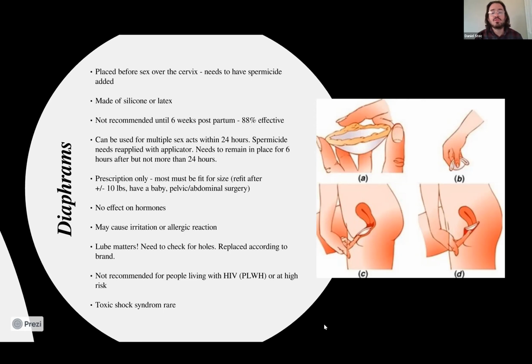And then they are replaced according to the brand. There are a few brands out there, although it can be challenging to find one, again, because they have to be prescription, and there are a lot of providers who are not accustomed to or trained in how to fit diaphragms. Same note, because of the spermicide, for folks living with HIV, and the same with toxic shock syndrome.